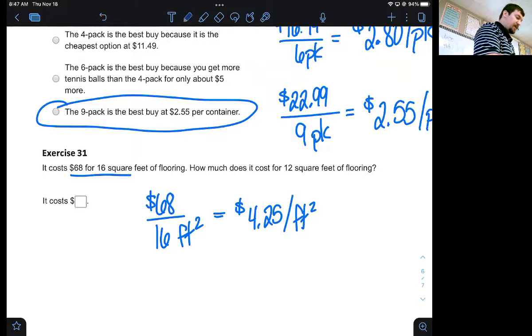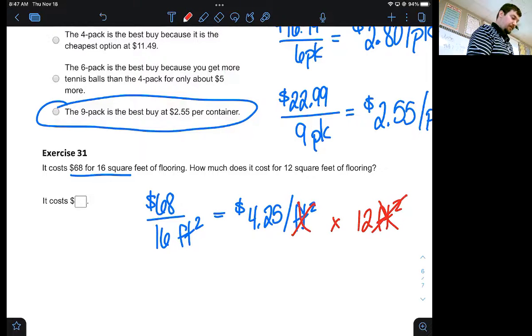If I know each one costs $4.25 and I need to make a purchase of 12, what do I do? I multiply that. And that takes us back to the first problem that we looked at in this homework. I'm going to multiply by 12 square feet. This square foot here is going to cancel out with this one on the bottom there. So I'm just going to get a dollar amount as my answer. And what is my dollar amount?